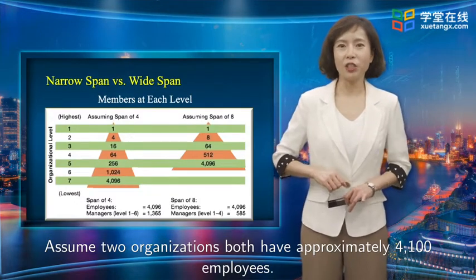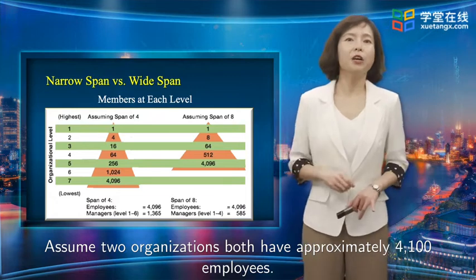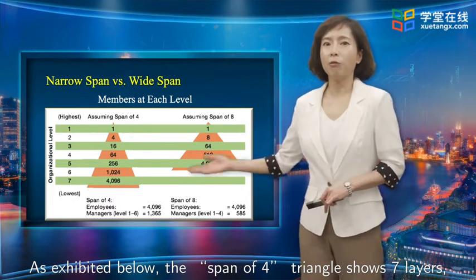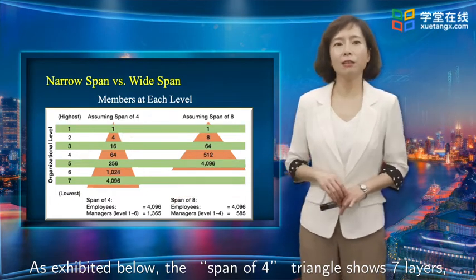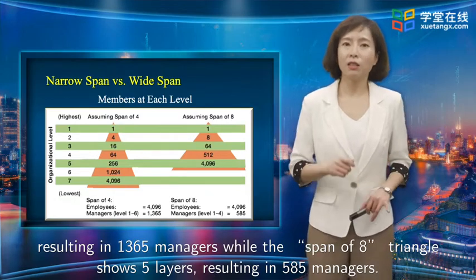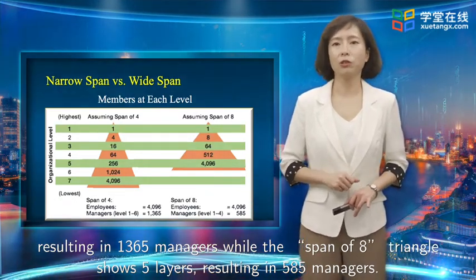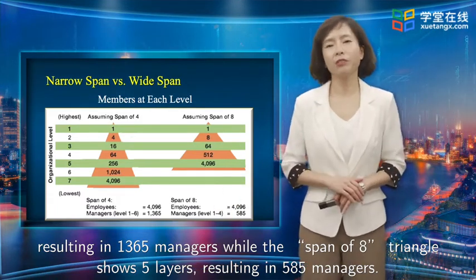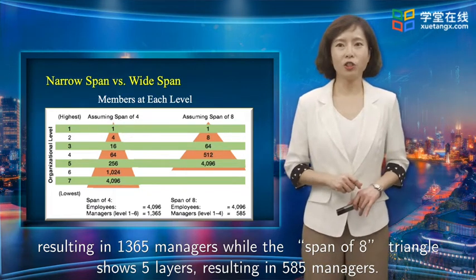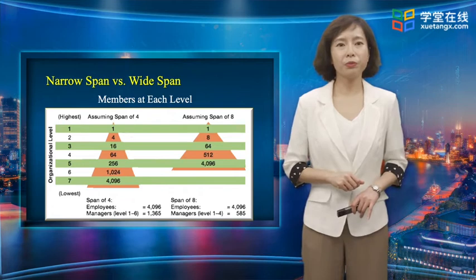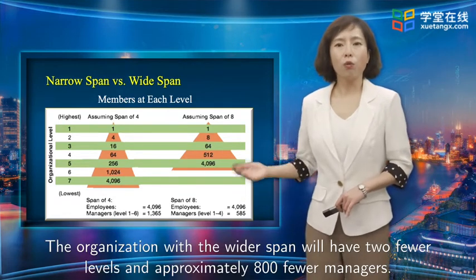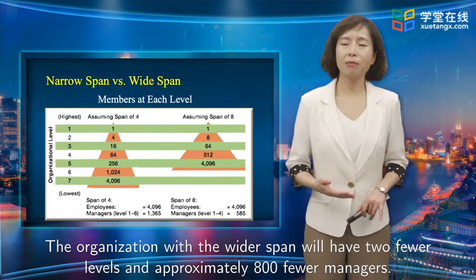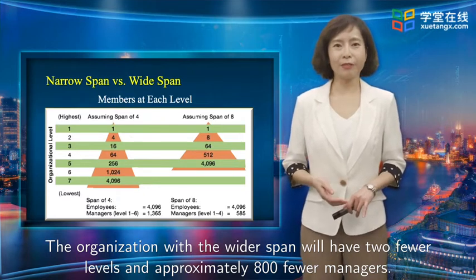Assume two organizations, both have approximately 4,100 employees. As exhibited below, the span of 4 shows 7 layers, resulting in 1,365 managers, while the span of 8 shows 5 layers, resulting in 585 managers. The organization with the wider span will have 2 fewer levels and approximately 800 fewer managers.